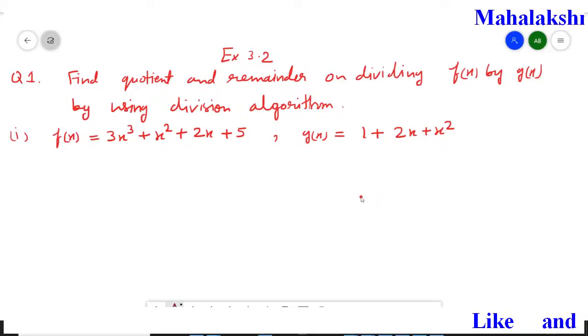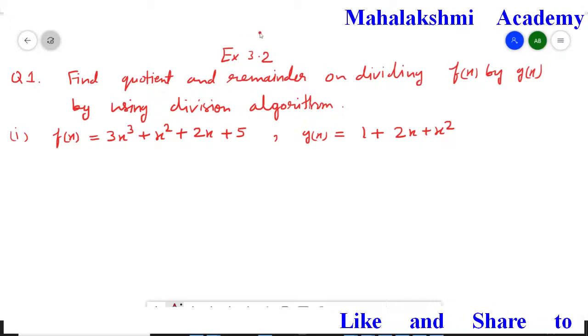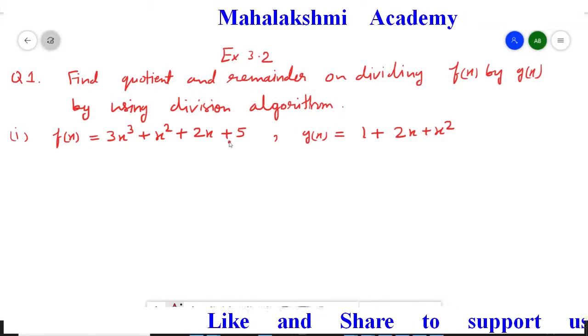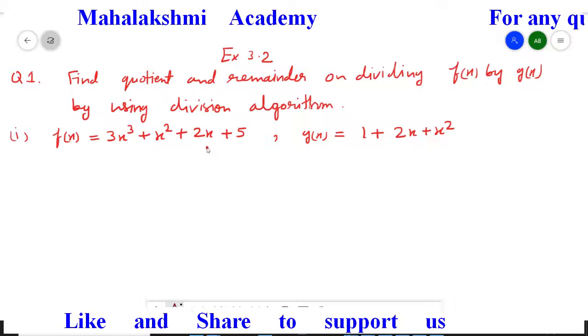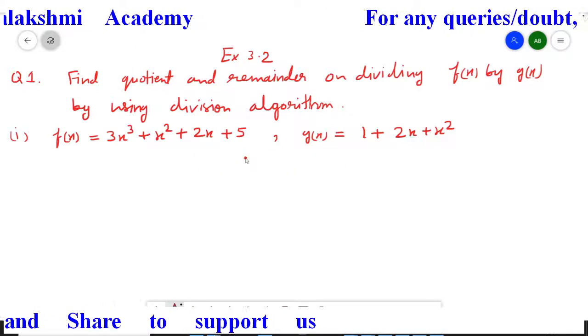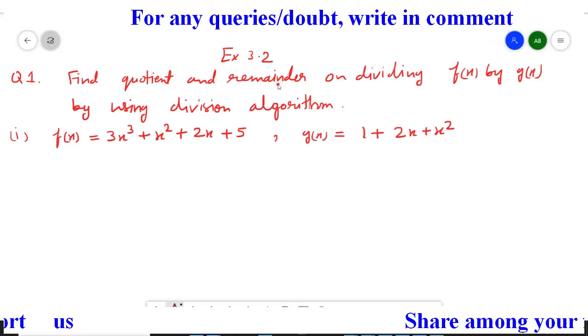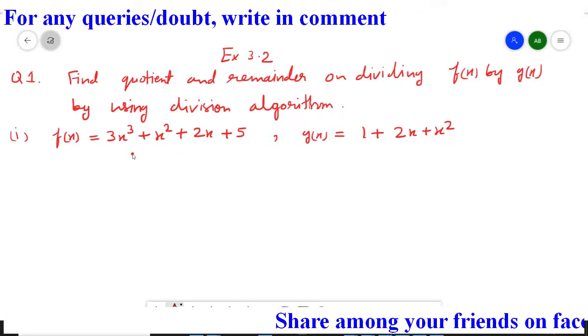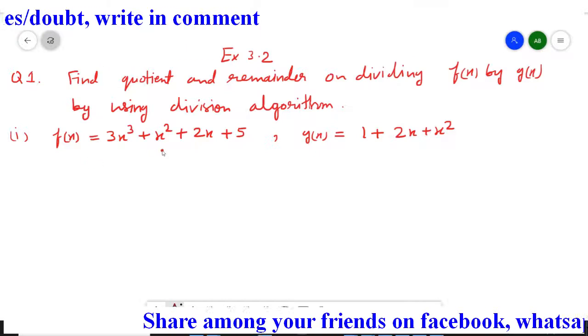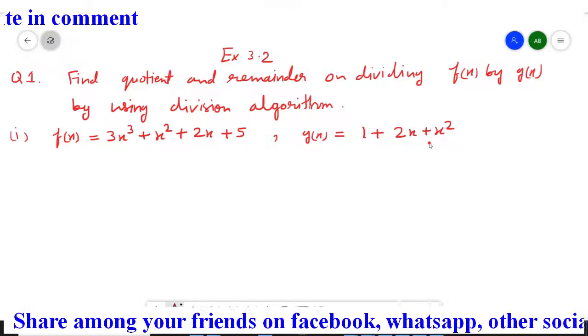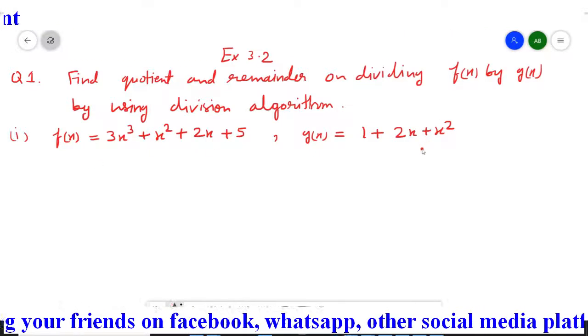Hello everyone, I am going to explain question number one from exercise 3.2. In this question we have to divide f(x) by g(x), and after dividing we have to write down the quotient and remainder. So today we are going to divide the f(x) polynomial by the g(x) polynomial, and you are going to understand the division of polynomials.